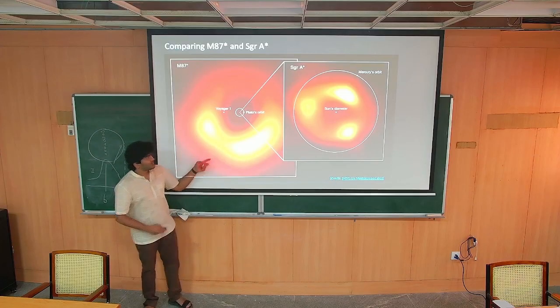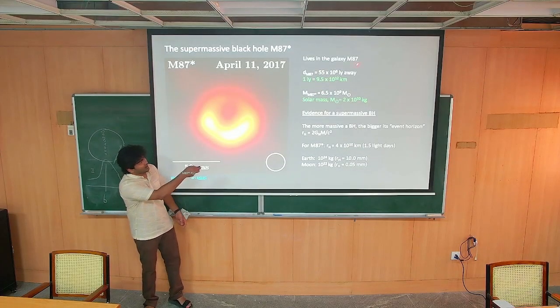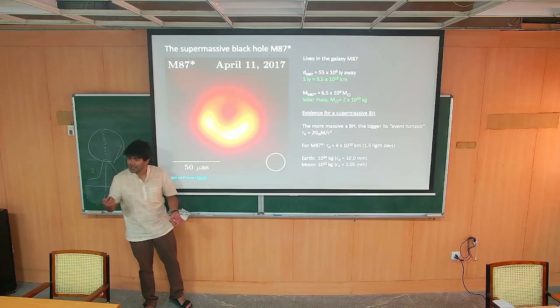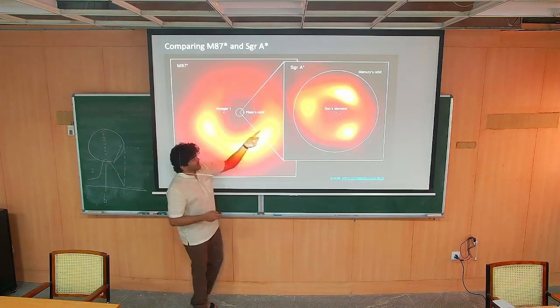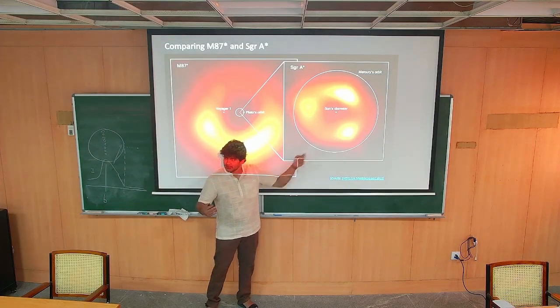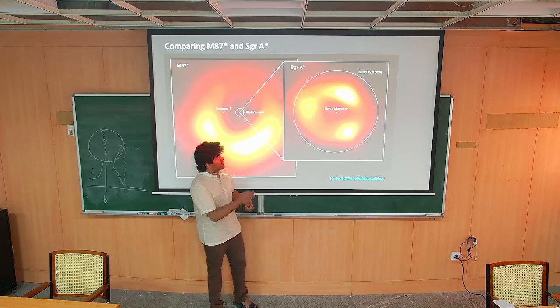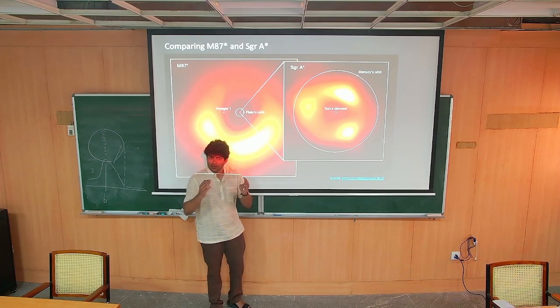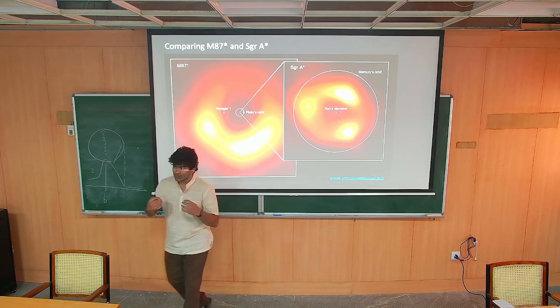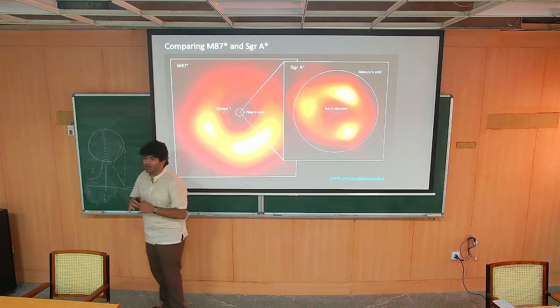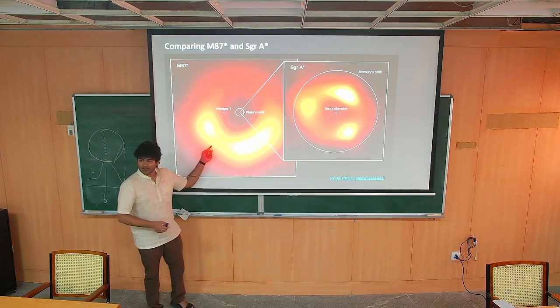This guy is some whatever distance away, 1 million light years away. This guy is 26,000 light years away, just within our galaxy, the center of our galaxy. So this guy is 10,000 times smaller and 1,000 times closer. So its angle on the sky is going to be roughly the same size as this guy.